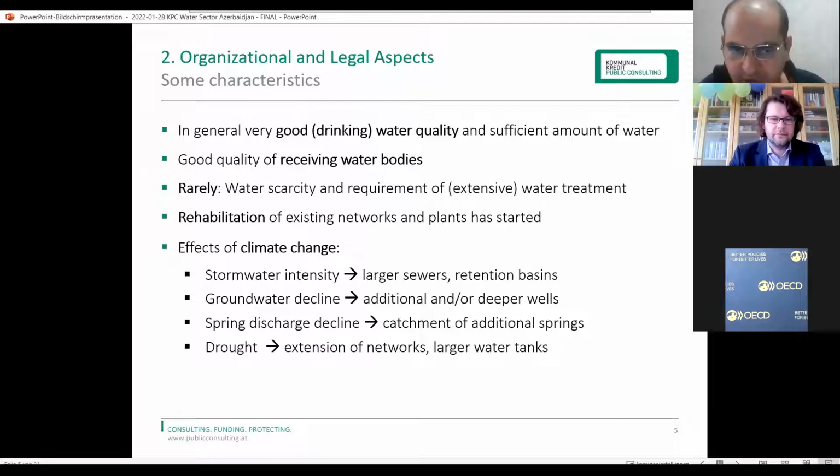But in Austria, rehabilitation of existing networks and plants has started, as we started with the construction 20, 30, 40, 50 years ago. So the rehabilitation costs come to us. And we also, of course, feel the effects of climate change. So the stormwater intensity, groundwater level decline, spring discharge decline, or drought is something we know and leads to new or additional investments. We need larger sewers, larger pipes, additional wells, additional catchment of springs. Also, which is very helpful for rural areas, the connection of networks, of municipal networks, which is a very good thing happening in Austria.